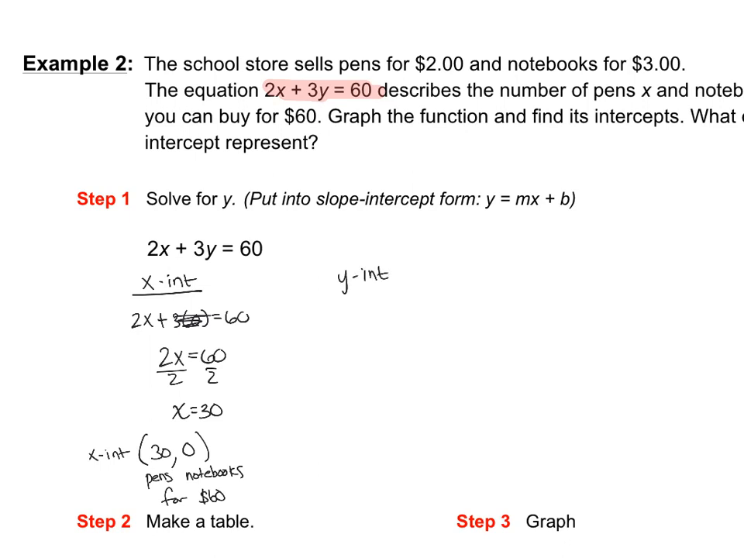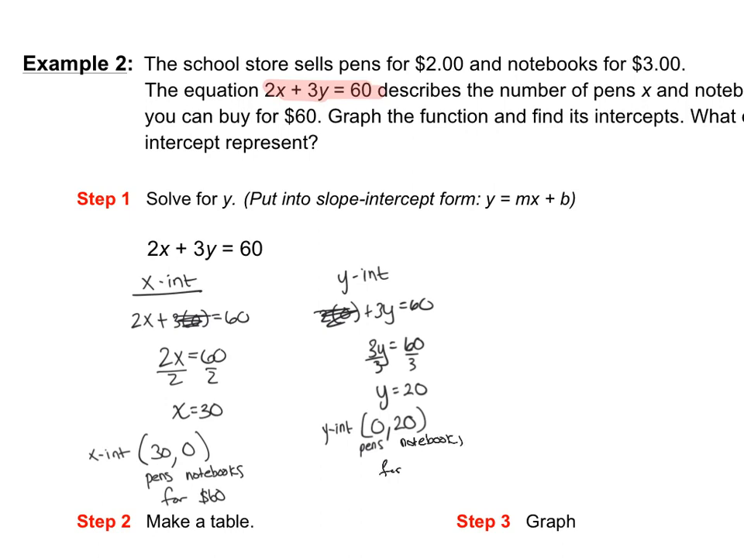Okay, let's look at the y-intercept. So for a y-intercept, the x value is 0. So 2 times 0 plus 3y equals 60. We don't need 2 times 0. So 3y equals 60. Divide both sides by 3, and y equals 20. So my ordered pair for the y-intercept is going to be 0, 20. What this means is that I could buy 0 pens and 20 notebooks for $60.